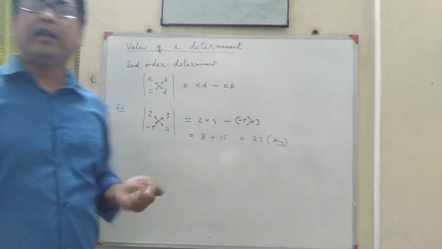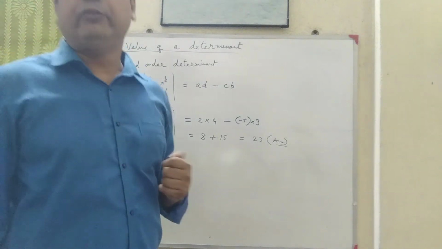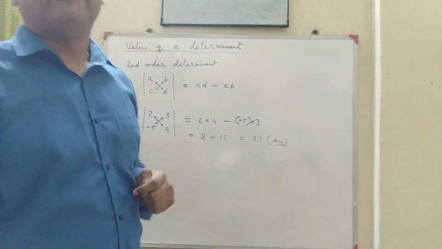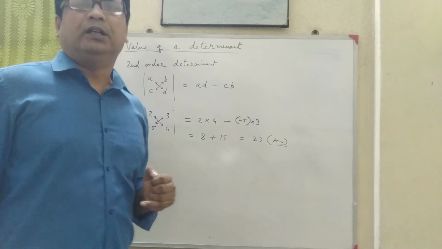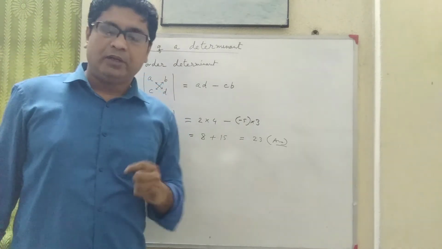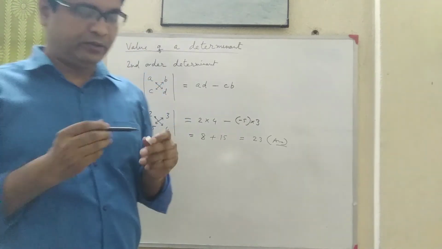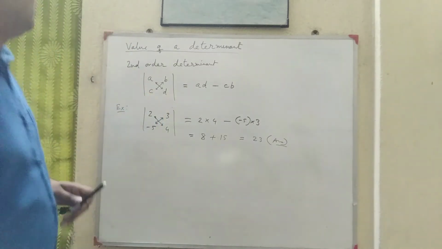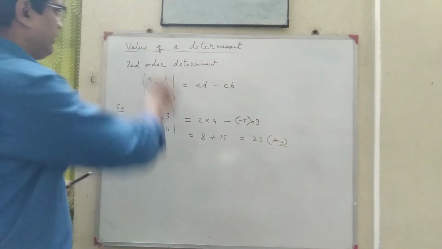Next, how to find the value of a third order determinant. For that, we need to know the concept of minors and cofactors. So let's go into the concept of minors and cofactors.